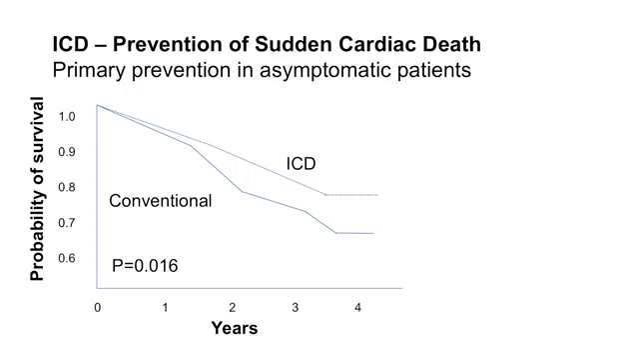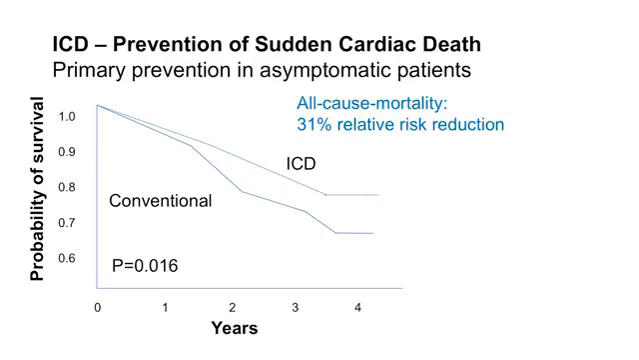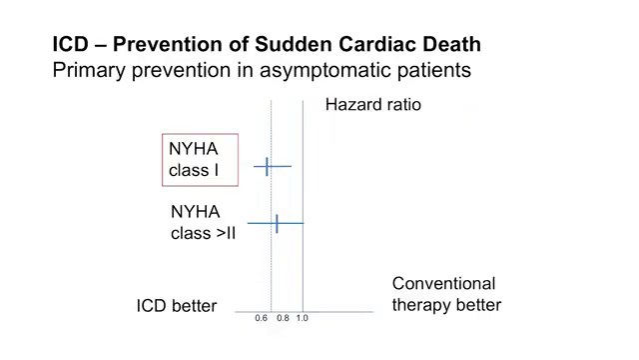So what about primary prevention patients who are asymptomatic? The MADIT trial has shown that in patients who have suffered from myocardial infarction and who have a left ventricular ejection fraction of 30% or less, the ICD will reduce all-cause mortality by 31% as compared to conventional therapy. Therefore, in primary prevention in asymptomatic patients with a left ventricular ejection fraction of 30% or less, the ICD is a class 1 indication for implantation.